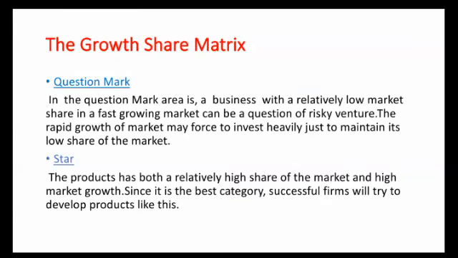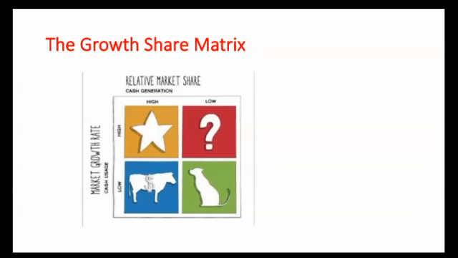So, the stars are the products that have both a relatively high share of market and high market growth. Since it is the best category, successful firms will try to develop products like this. Then next comes the question mark. Question marks are the brands that require much closer consideration. They hold low market share in a fast growing market, consuming a large amount of cash and incurring losses. They have the potential to gain market share and become a star, which would later become a cash cow.